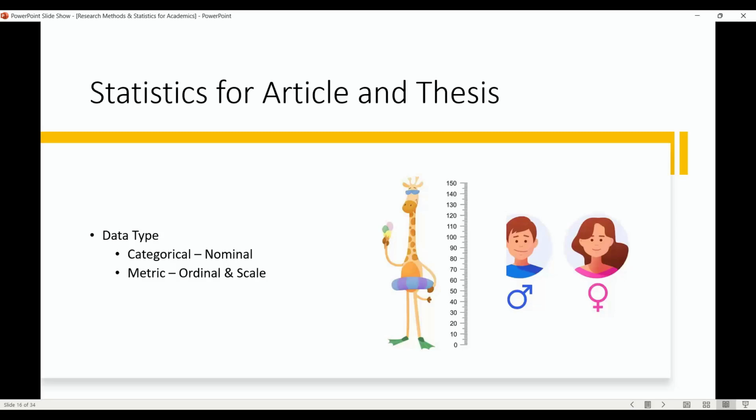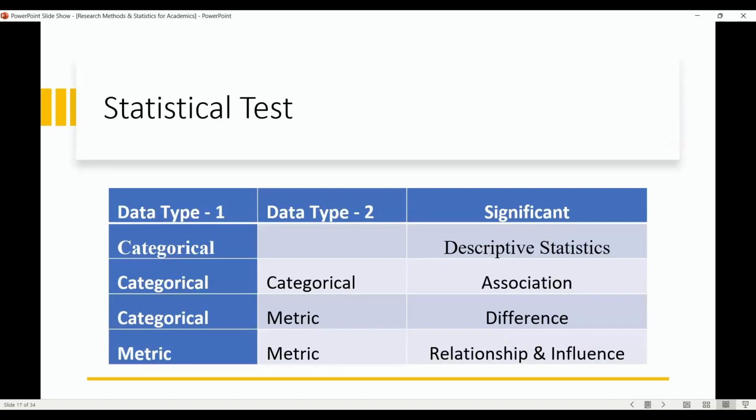So with respect to statistics, the data type is just two: one is categorical and the other is metric. With these data types, we have only the following options. Either both the data could be categorical in nature, or one data could be categorical and the other metric, or both the data could be metric. So these are the only options available.